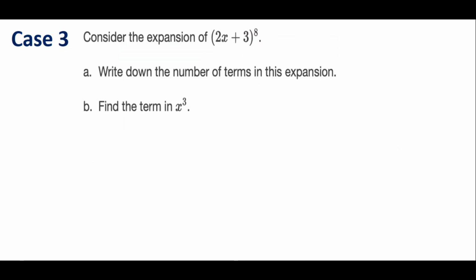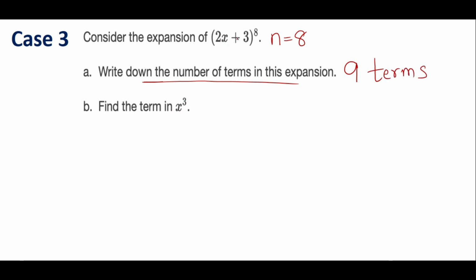In case 3, the question has two parts here. Consider the expansion of (2x plus 3) to the whole power 8. Part A of the question is to write down the number of terms in this expansion, and part B, find the term in x cubed. Now write down the number of terms in the expansion. Here n is equal to 8, so the number of terms in the expansion will be n plus 1, which is 9 terms.